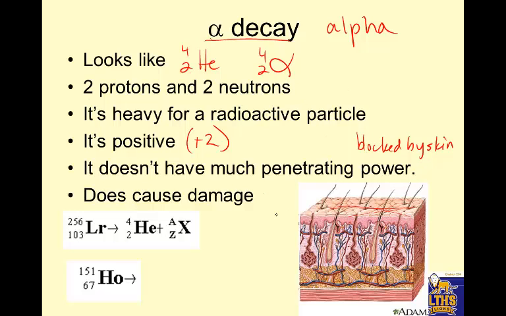When it hits a cell, it can cause some damage. Okay, so here's a nuclear reaction with an alpha decay. Look, it's an alpha particle, looks the same as that. So this is an alpha decay. And hey, what element is this? Well, we don't know, but we can look it up. This is lawrencium, and it's element 103.